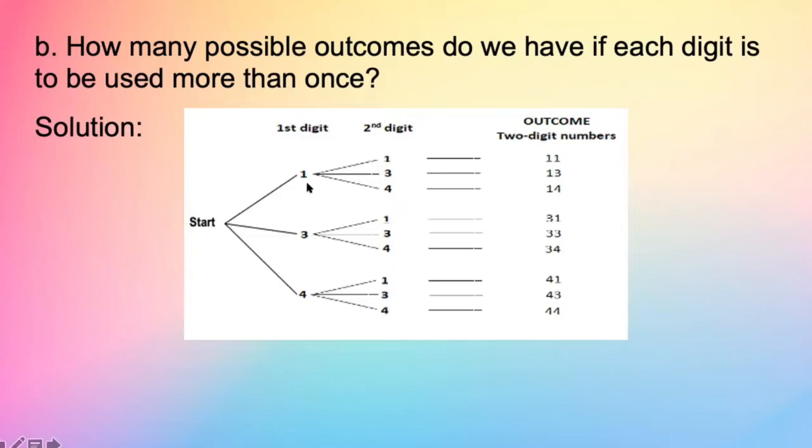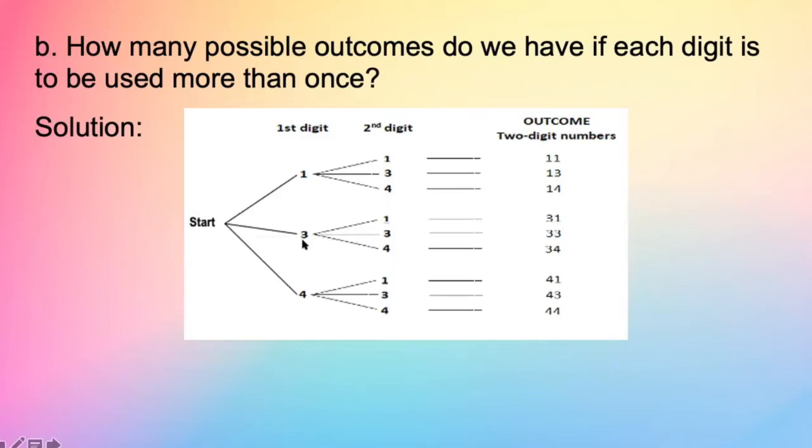If the first digit is 1 and the second digit is 3, then the two-digit number is 13. If the first digit is 1 and the second digit is 4, then the two-digit number is 14. If the first digit is 3 and the second digit is 1, then the two-digit number is 31.